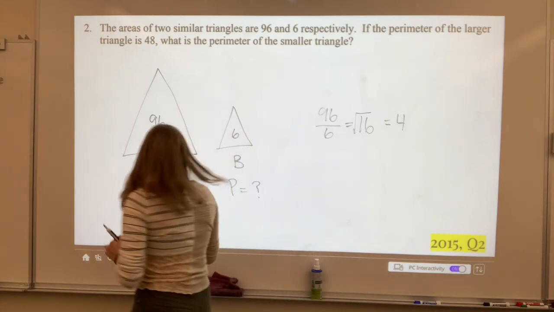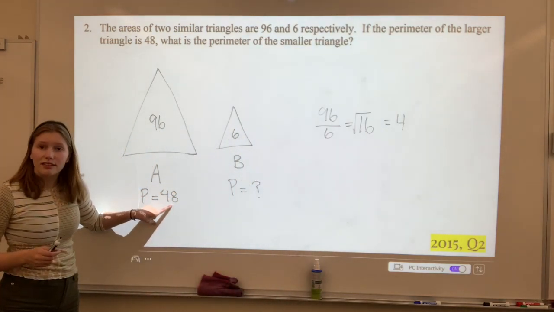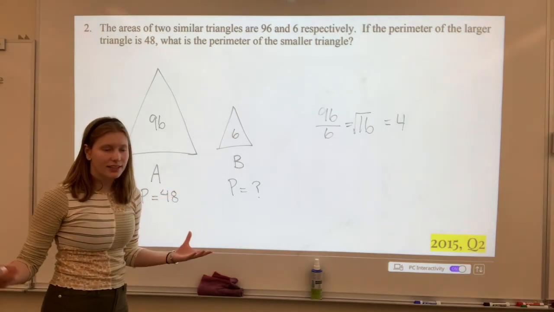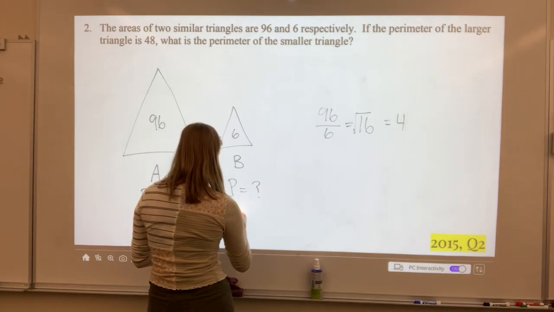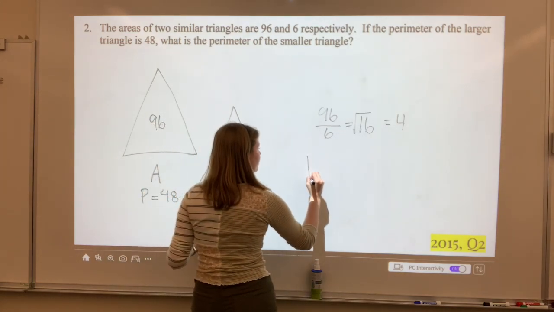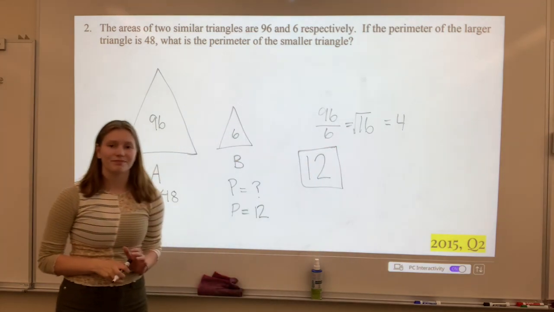Since we have the perimeter of triangle A, all we have to do is divide 48 by 4 to get the perimeter of triangle B. And 48 divided by 4 is 12. So the perimeter of triangle B is 12. And there you have it.